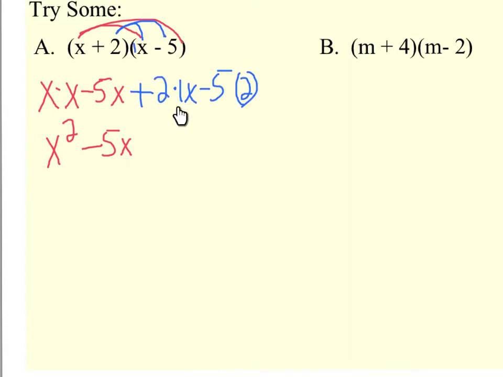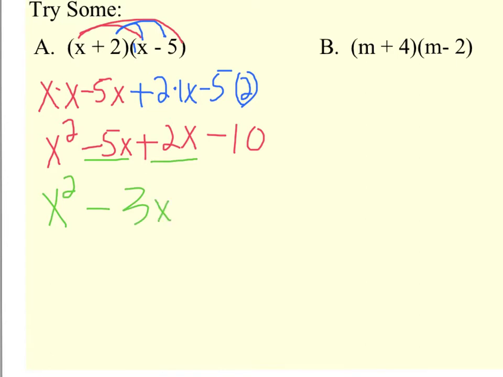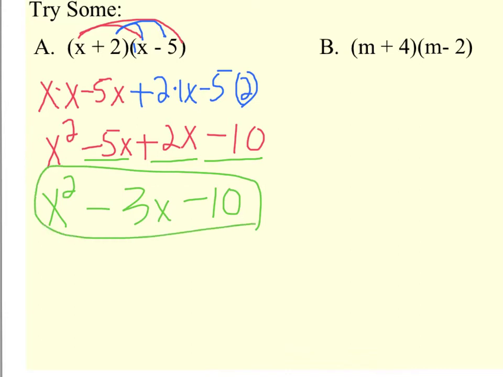So I have 2 multiplied to that invisible 1, and that will give me 2x. Next, I have the 2 multiplied to the negative 5, so negative 5 times 2 is negative 10. Let's combine like terms. So I'll bring down my x squared, and negative 5x plus 2x is negative 3x. And then I'm going to bring down my minus 10. So I have a second degree trinomial. That's my answer. I took a product and I made a sum. In this case, difference, but same thing.